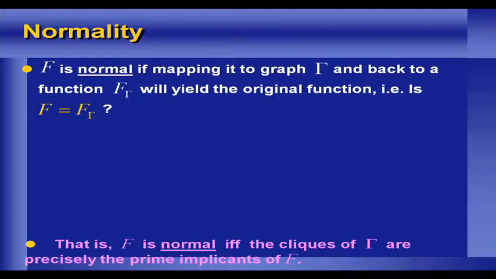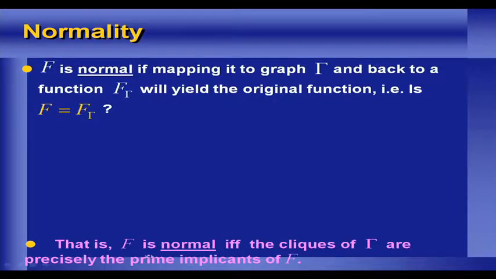I must introduce one other notion about normality. A function is normal if this process of taking the function, mapping it to its co-occurrence graph, and then taking the co-occurrence graph and mapping it back to a function yields the original function that you have. If it does, this two-step process gives you the same thing. We call it a normal function. So F is normal if and only if the cliques of the graph are precisely the prime implicants of the original.